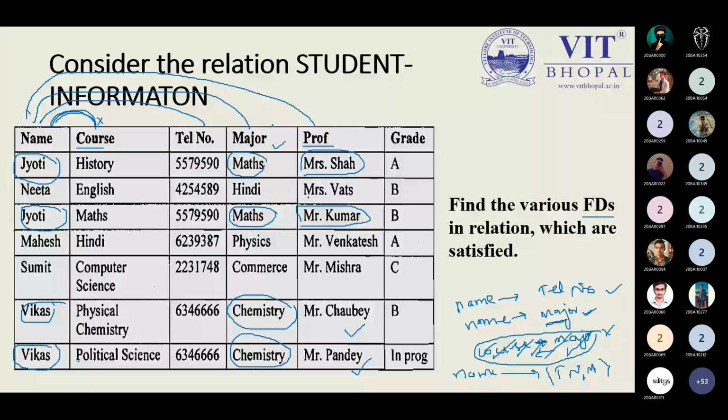Okay, because when we have Mr. Shah, history will be there. Mr. Bird, English; Mr. Kumar, Maths; and Mr. Venkatesha, Hindi; Mr. Mishra. So no duplicacy we have over here. So we can say the professors depend on the course. Yeah, this is a good point. So course is a determinant of professor. It means professors depend on the course. Yes, I agree with this point.